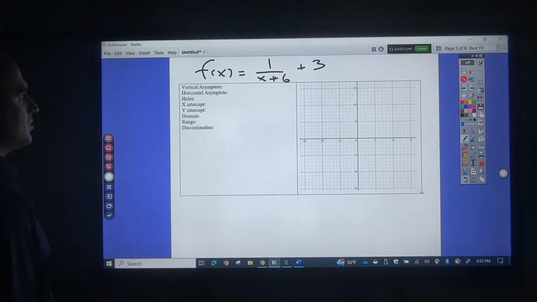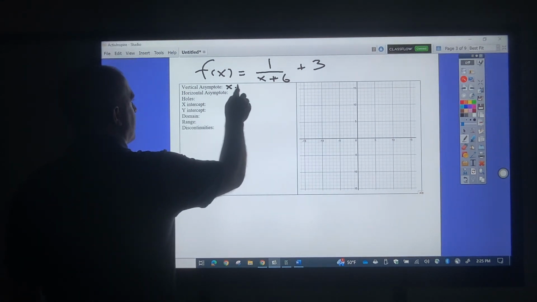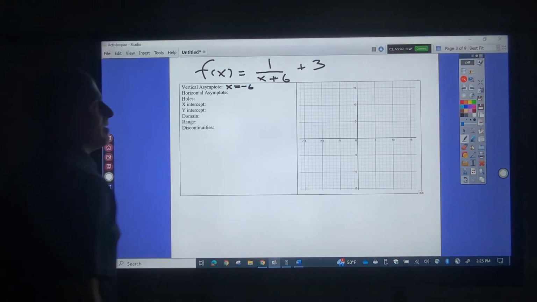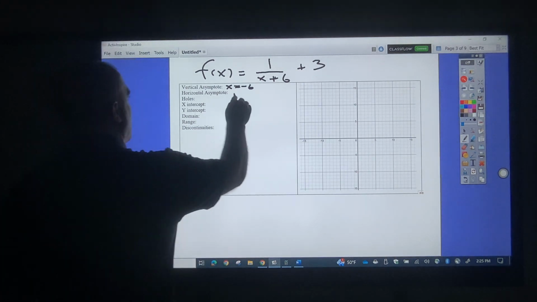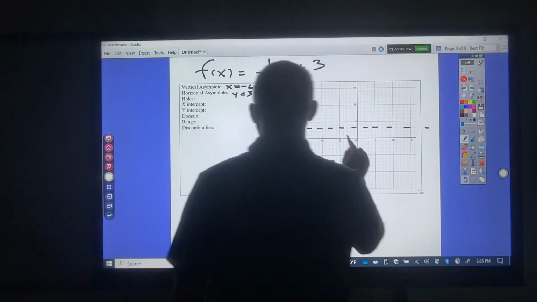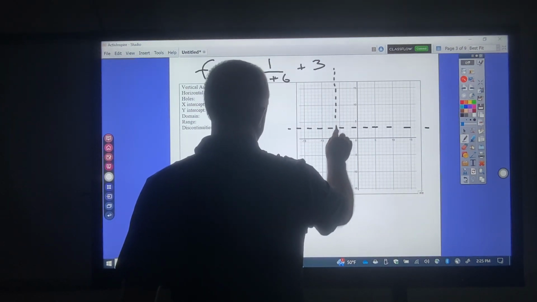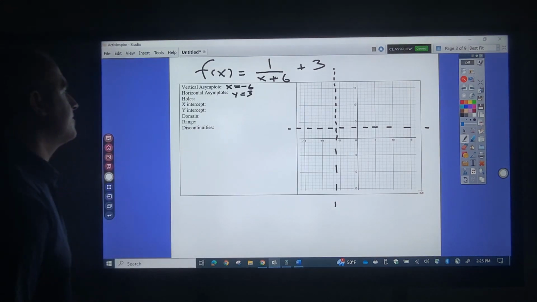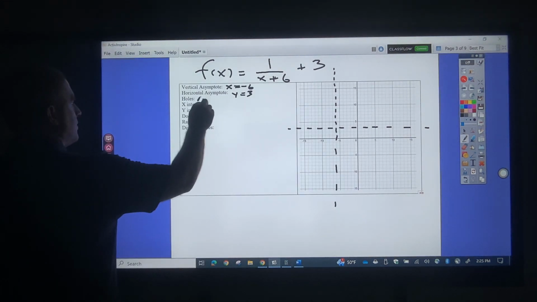All right, so this one, my vertical asymptote, I solved that as negative 6. I have the situation where I have that extra number out there. That's going to be y equals 3. Okay, so I got negative 6. I have no holes, none.